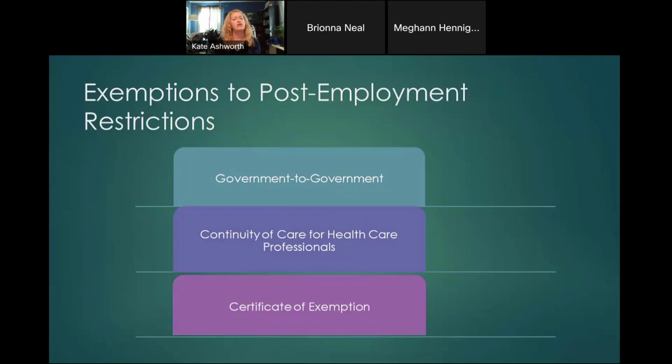And this last one, the certificate of exemption, is there if an employee leaves your agency, but then the agency decides, oh dear, we really can't finish that project without Jane Smith. So Jane Smith can get hired back as a consultant to work with the agency to finish up a project. Technically, the post-employment restrictions would prevent that. So there is an exemption process if an agency decides they really need to hire back an employee as a consultant in order to finish up something specific.